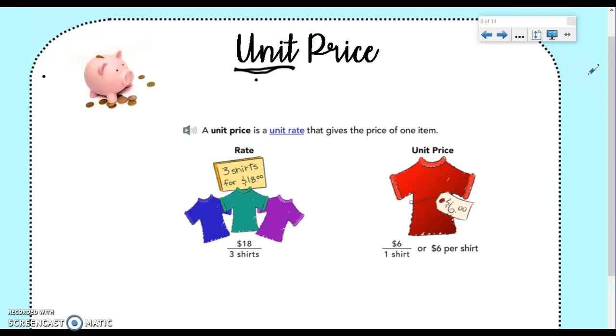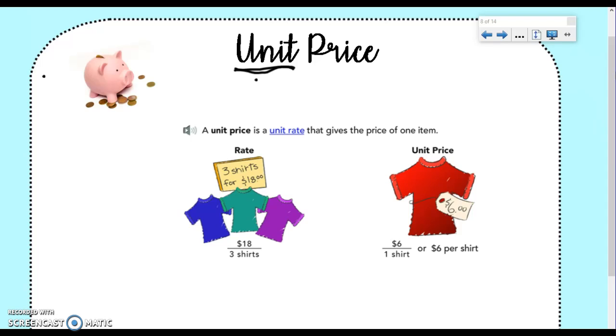So a ratio is comparing two different things. We use it all the time without saying, oh, hey, that's a ratio. But I dare you to try and count today how many things in our lives are a ratio when we compare them. So today, unit price. A unit price is a unit rate that gives the price of one item. This is huge for budgeting, or if your parents give you a $20 bill and you're trying to figure out what the best buy is for your money.